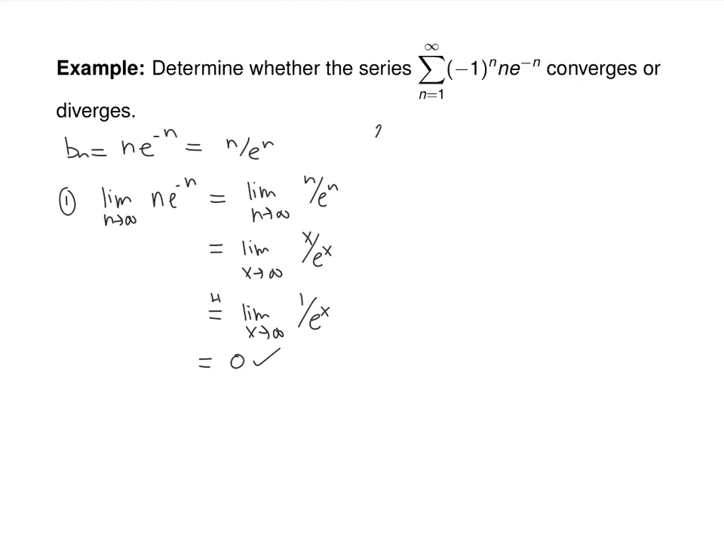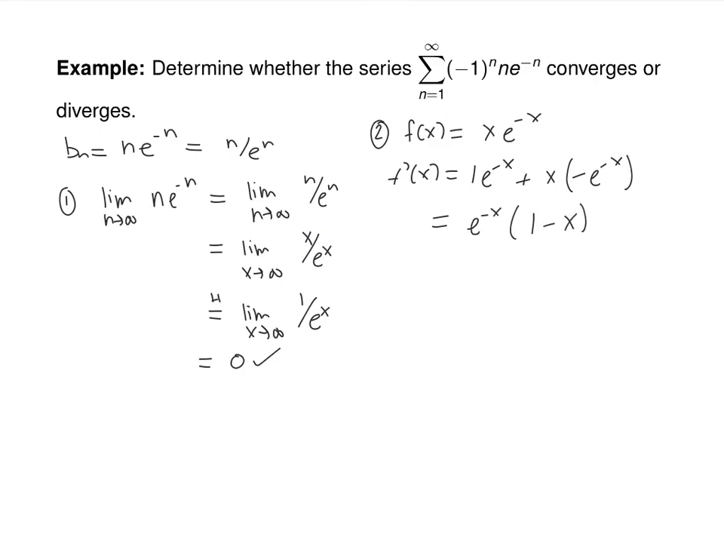Okay, so for condition 2, to check that this is a decreasing sequence, let's let f of x equal x e to the negative x. We're going to need to use a derivative. An inequality here is just, I won't believe you if you just write down the inequality. I don't believe you understand. So the derivative here is 1 times e to the negative x plus x times the derivative of e to the negative x, which is negative e to the negative x. So that's e to the negative x times 1 minus x.